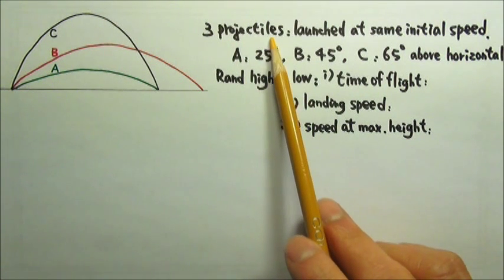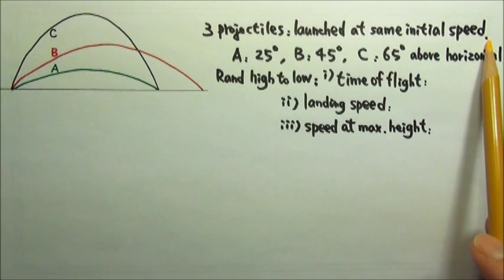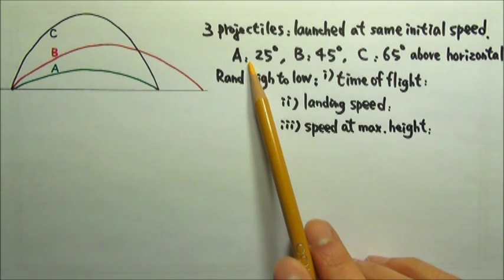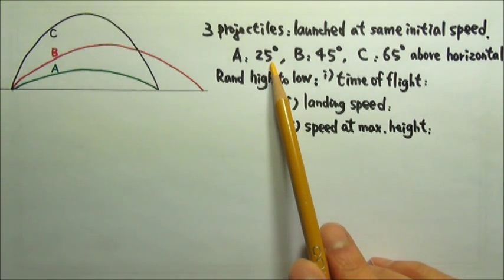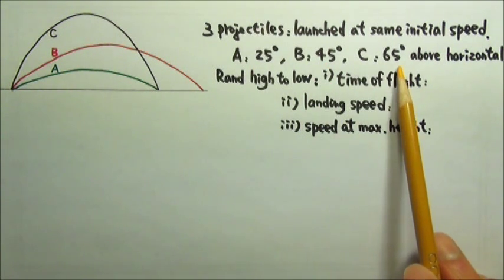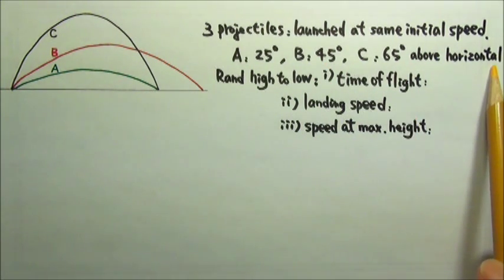Three projectiles are launched at the same initial speed but different initial angles. A is launched at 25 degrees, B at 45, and C at 65 degrees above the horizontal.